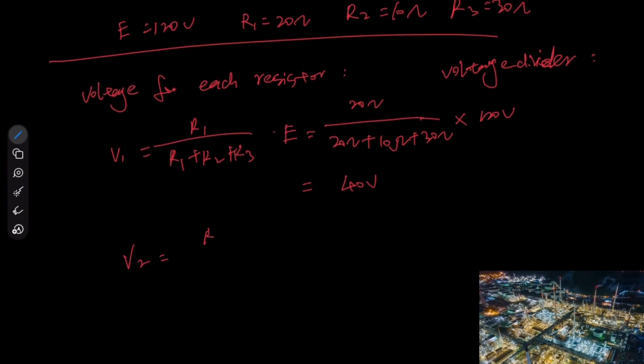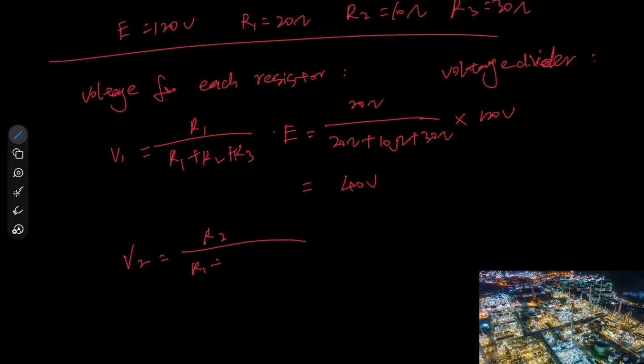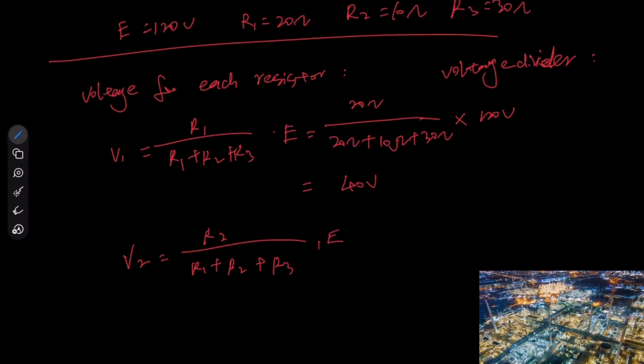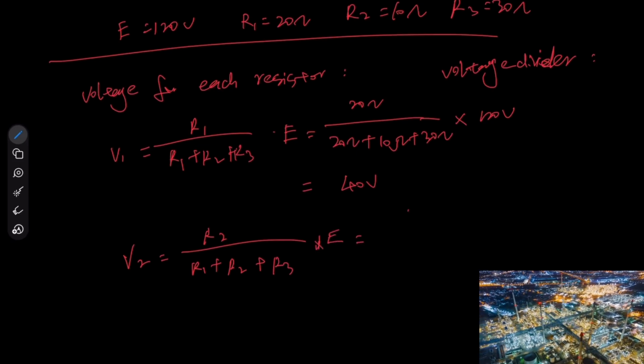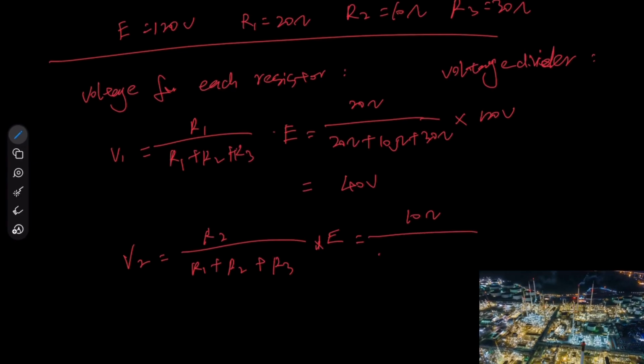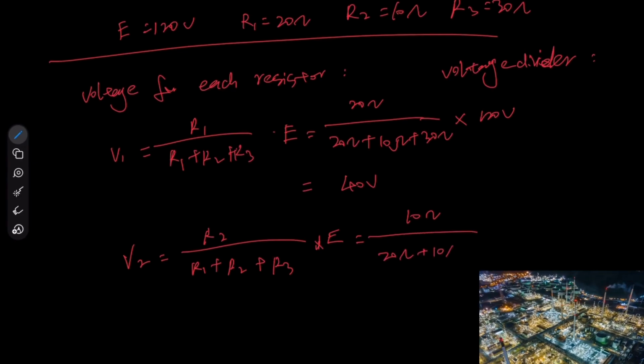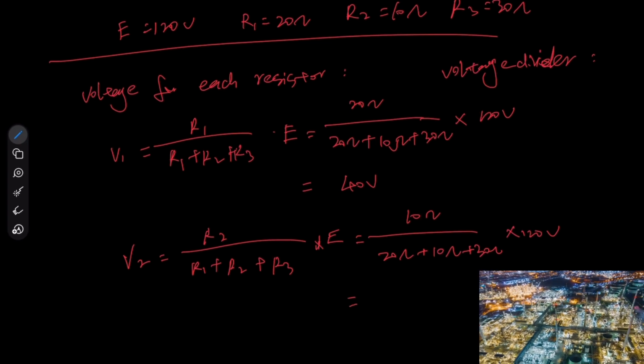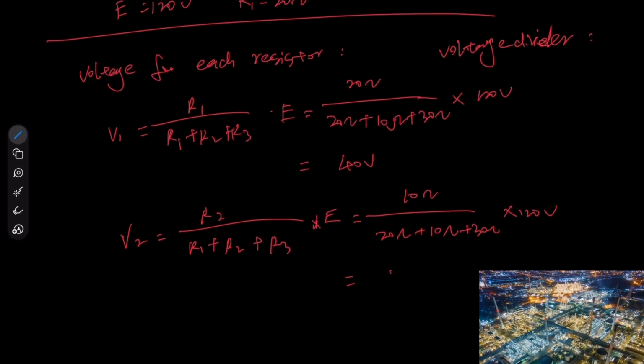V2 will equal R2 divided by R1 plus R2 plus R3, times E, which will give us 10 ohms divided by 20 ohms plus 10 ohms plus 30 ohms, times 120 volts. That will give us 20 volts.